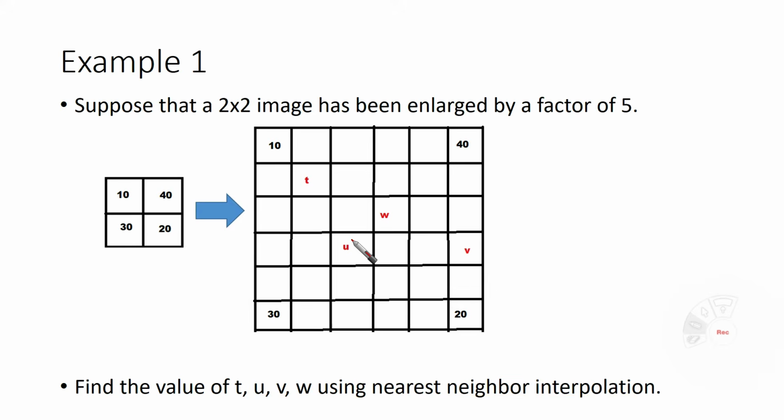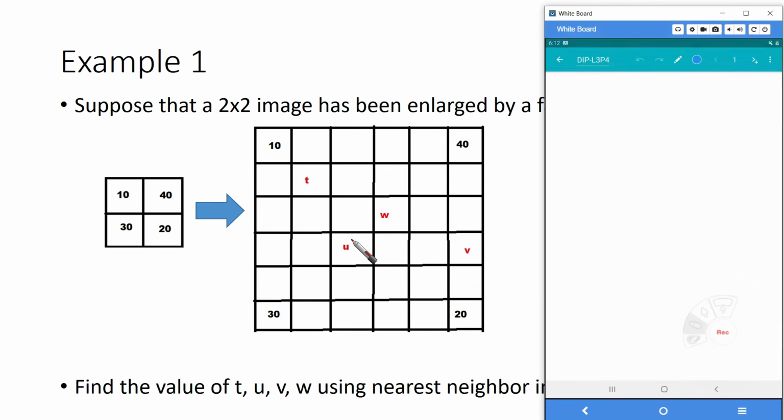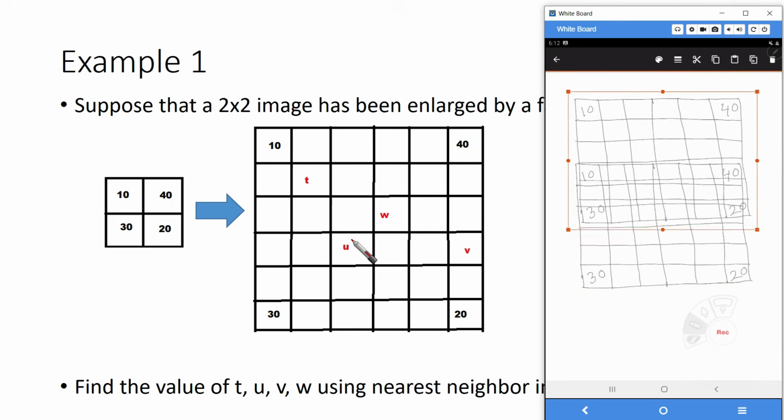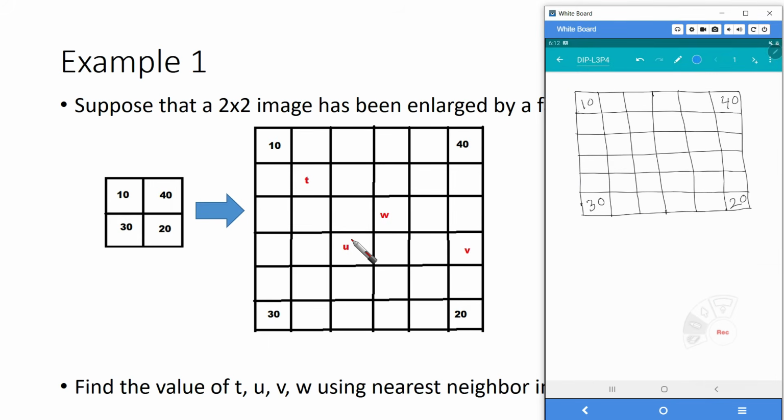Okay, so how to do that is very simple. So let's use this tab. This one, right? The same one that I drew here. It is very simple. What is the value of T? Because we have to use nearest neighbor interpolation, the nearest pixel of this T is actually 10. So this value will be 10.